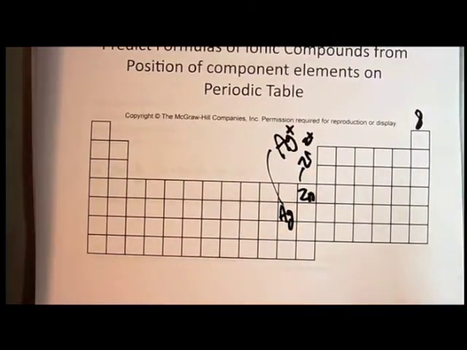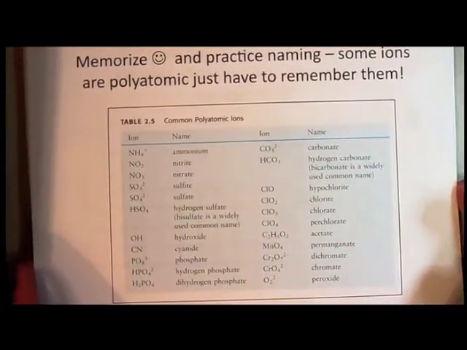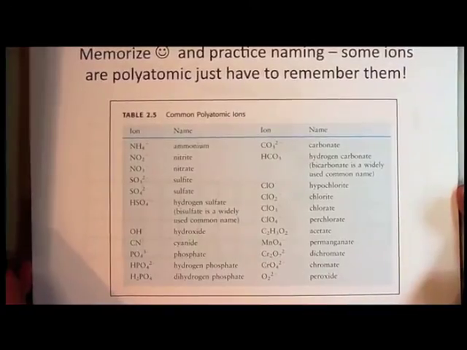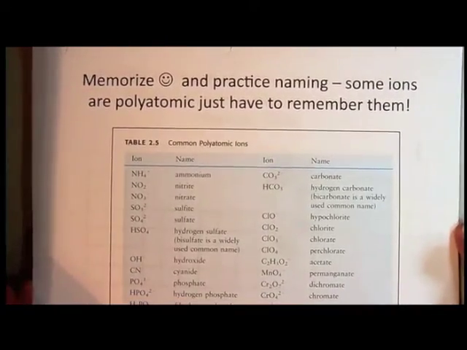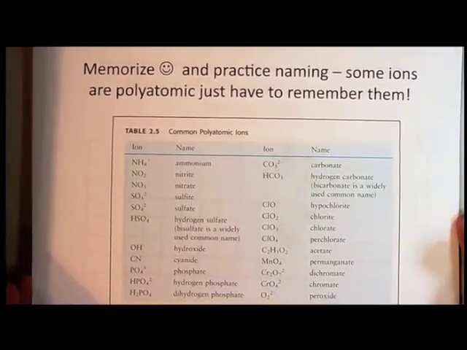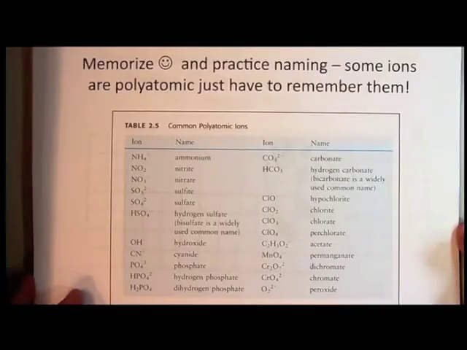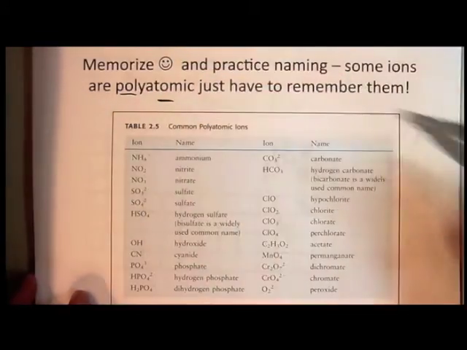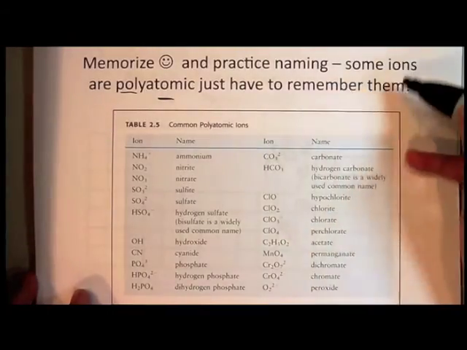Okay? All right, one more thing here. All right, so when we name our ionic compounds, we name the metal using the metal name. We name the nonmetal using the nonmetal elemental name plus the IDE suffix. And then also, we do have some ionic compounds that are formed with what we call polyatomic molecules that have a charge. So they're polyatomic ions.